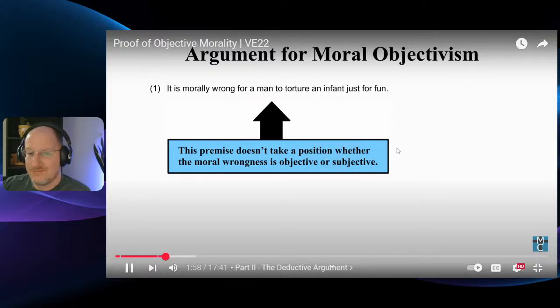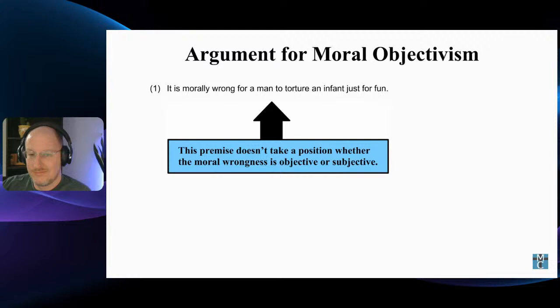It just says it's morally wrong. So if the moral wrongness is subjective, then this premise is true. And if the moral wrongness is objective, then the premise is true. Because again, it doesn't take a position on whether the moral wrongness is objective.